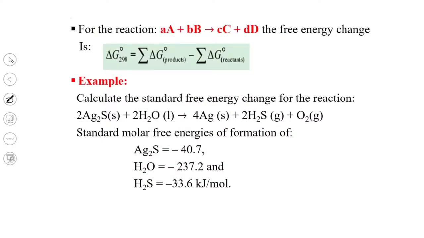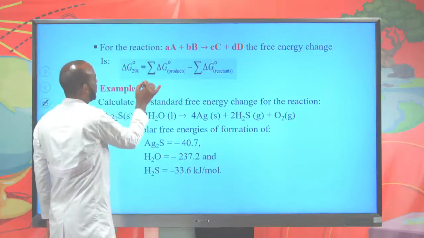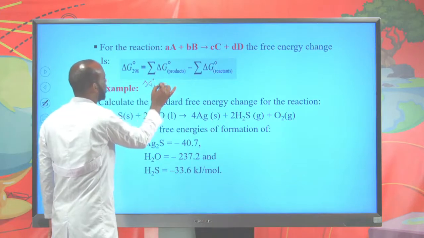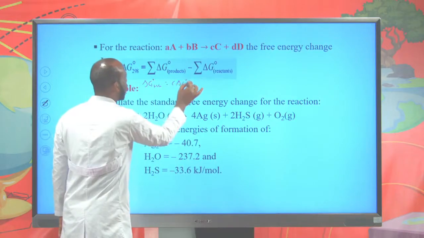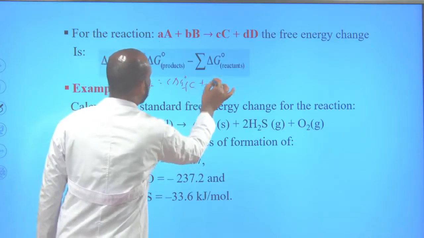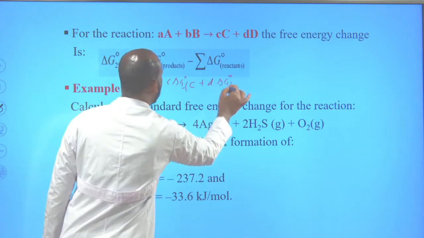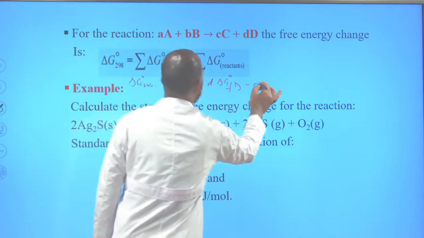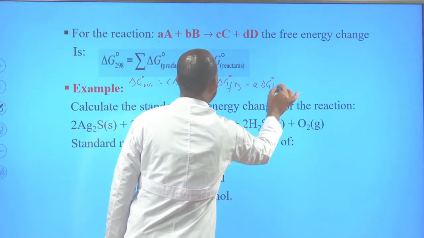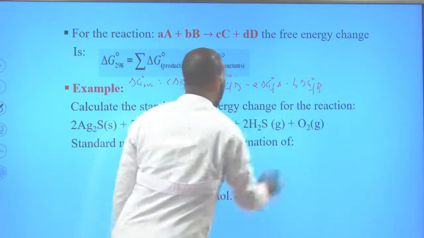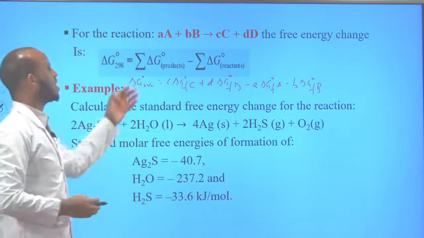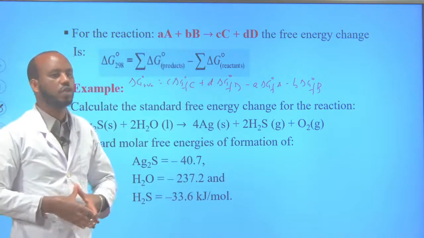For the reaction aA plus bB to form cC plus dD, the standard Gibbs free energy change for this reaction, delta G naught of the reaction, equals c times delta G naught formation of C plus d times delta G naught formation of D minus a times delta G naught formation of A minus b times delta G naught formation of B. Note that the standard Gibbs free energy change of formation for an element is 0.